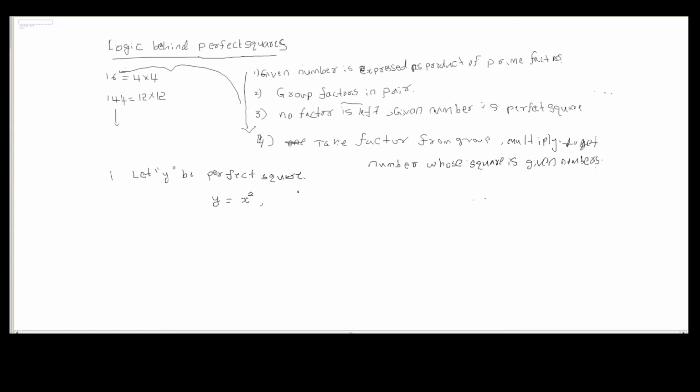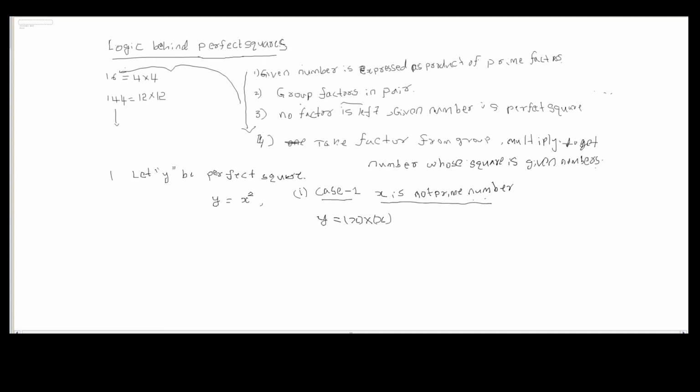First, assume case 1: x is not a prime number. In this case, what happens? Definitely y can be written as x into x. Can you understand what I'm telling?